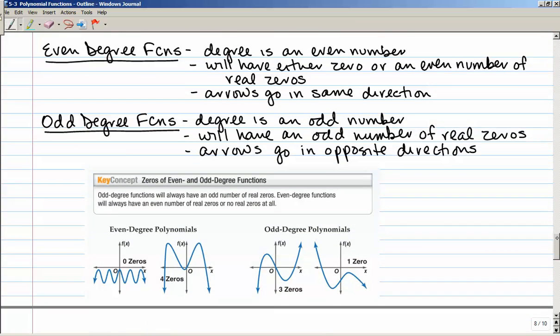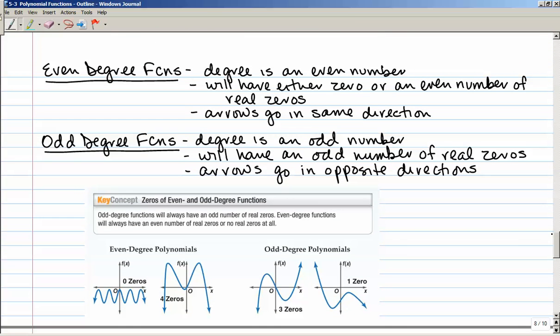An even degree function is a function whose degree is an even number. It will have either 0 or an even number of real zeros, and the arrows always go in the same direction. Let's take a look at this chart out of the book here.